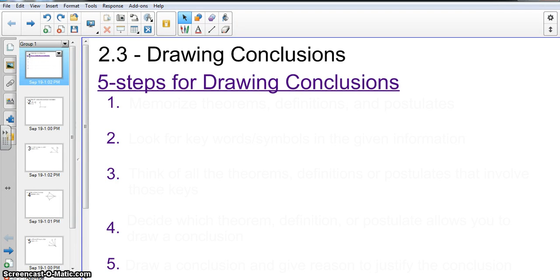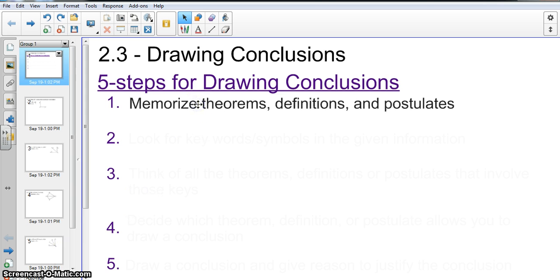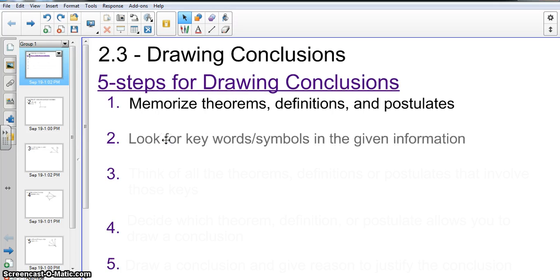Today we're going to talk about section 2.3, drawing conclusions. In the first step of the 5 steps for drawing conclusions, you want to make sure that you memorize theorems, definitions, and postulates. Next, and most importantly, you want to look for keywords and symbols located in the given information. Again, in the given information, you want to find key words and symbols.